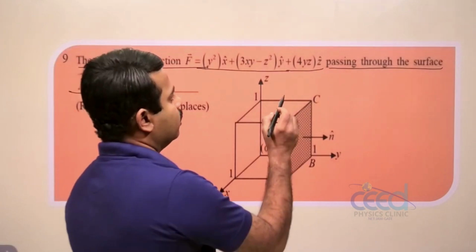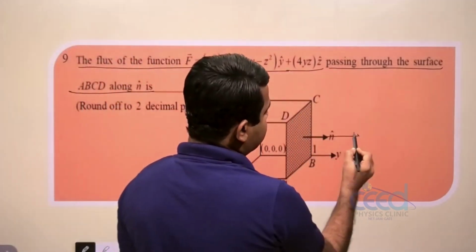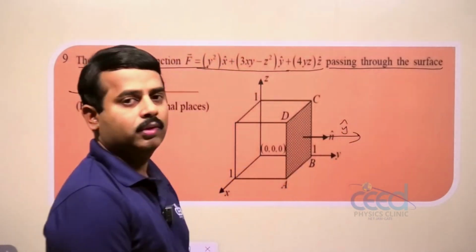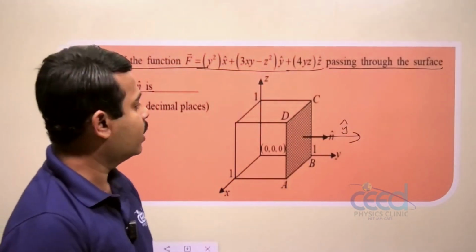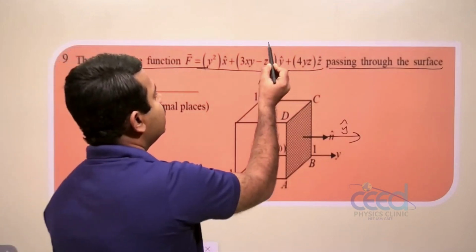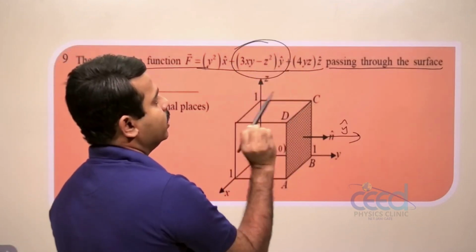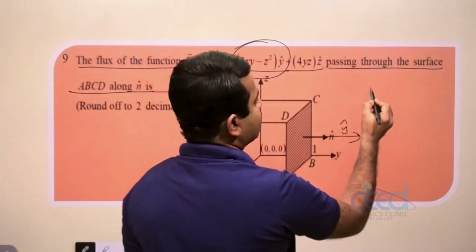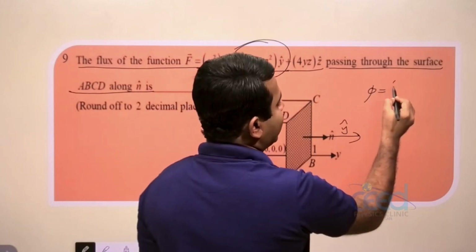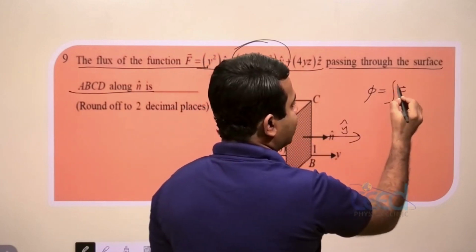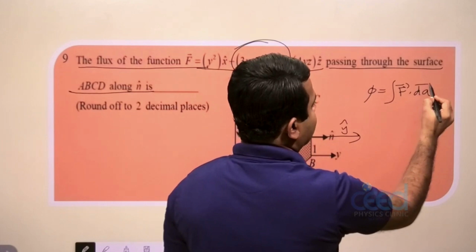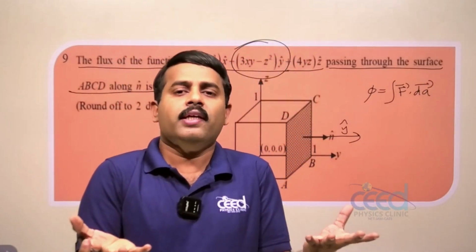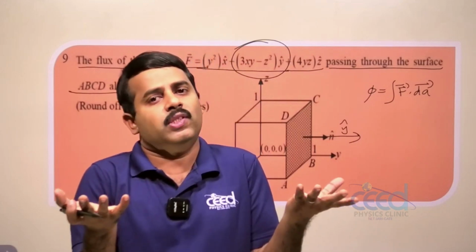How we find it: see, in this particular diagram, this direction is ŷ. Alright. Then the field, this component only passes through this direction. Right. Now what is flux? Flux is equal to integral F dot dA. We studied electric flux already, integral E dot dA, in electrodynamics we have done.